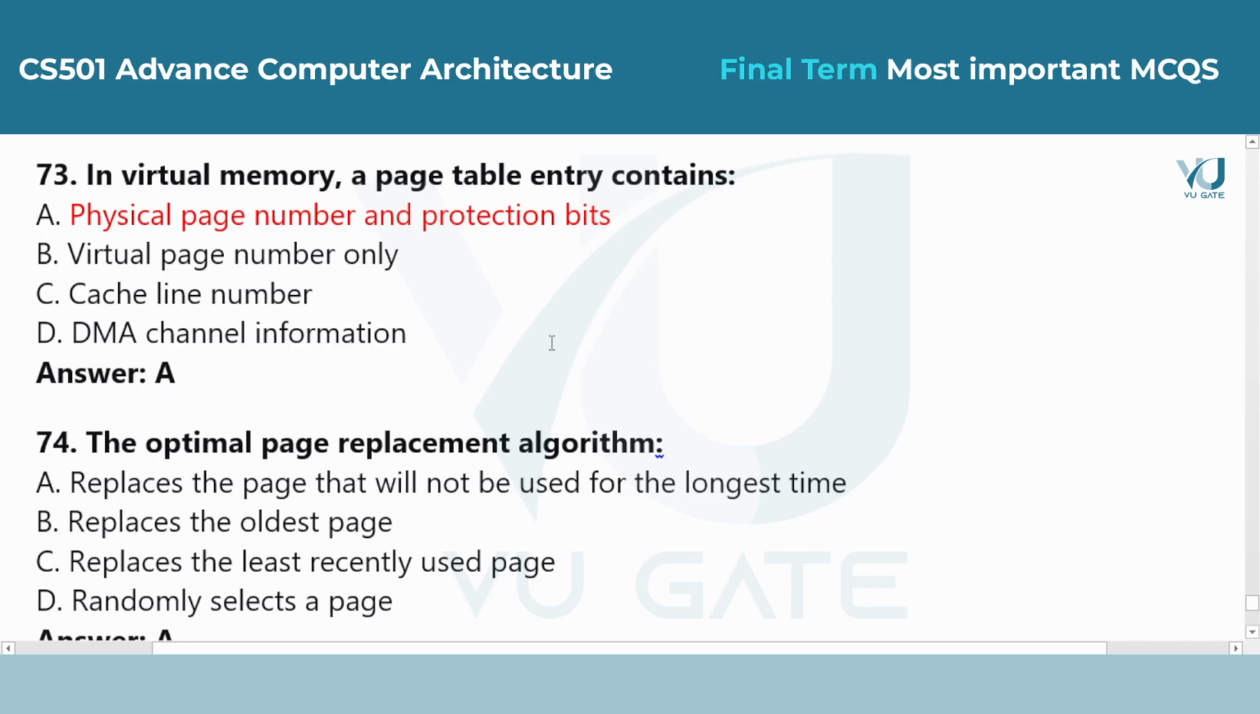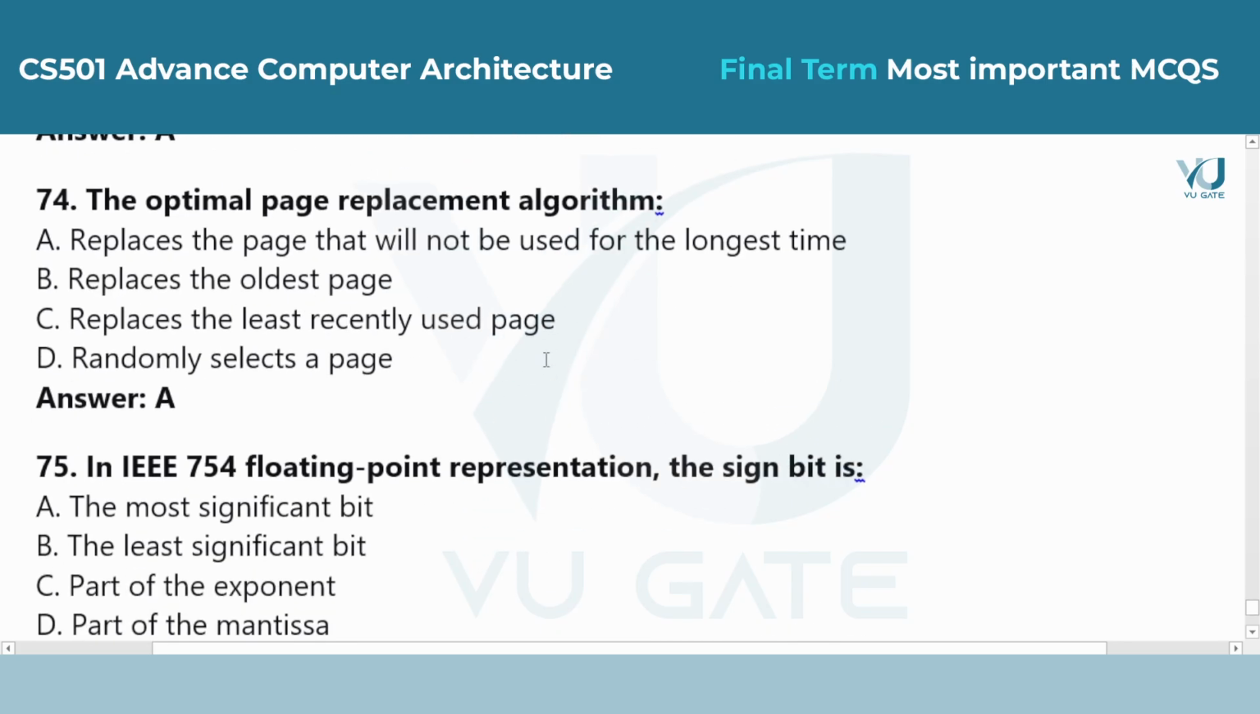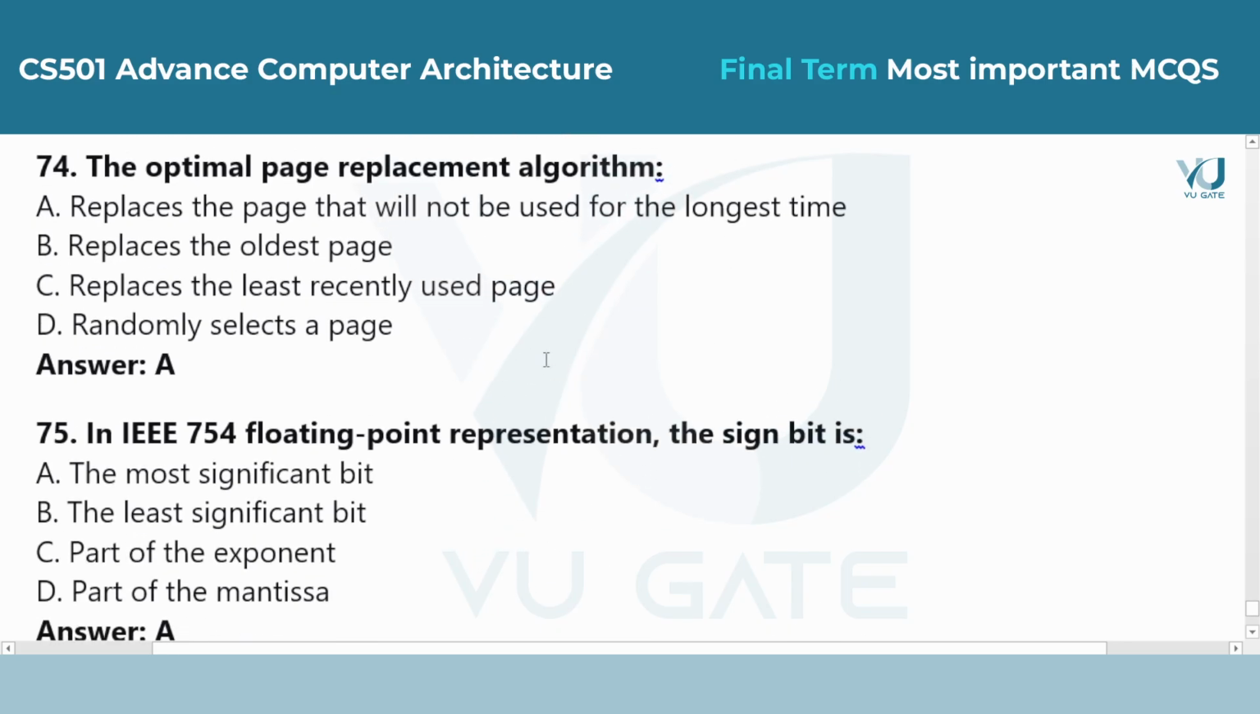74. Question: the optimal page replacement algorithm? Answer: Replaces the page that will not be used for the longest time. Concept: this is a theoretical perfect algorithm used as a benchmark for comparing others like LRU or FIFO.